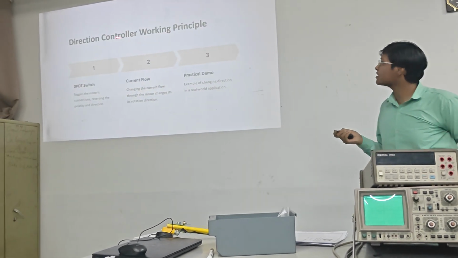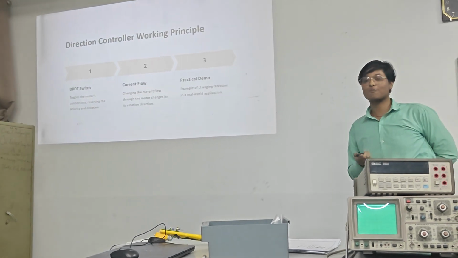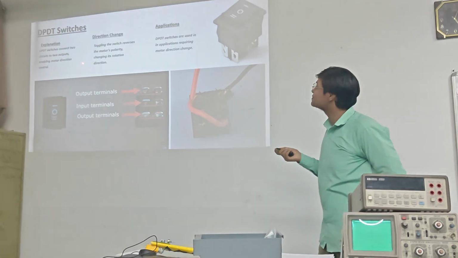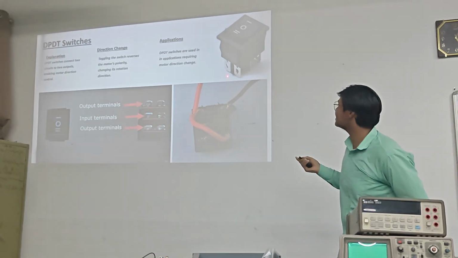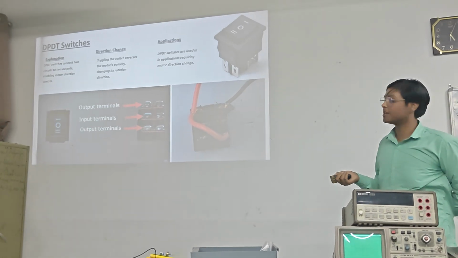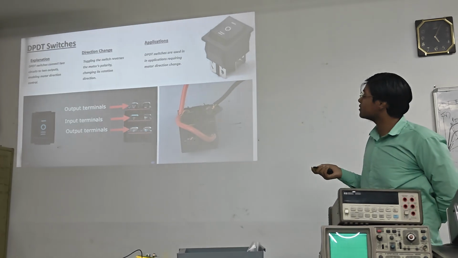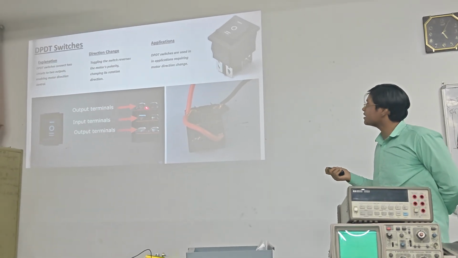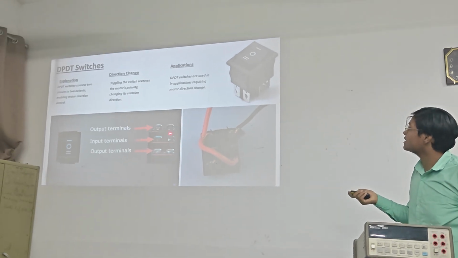And here is the direction control working principle, the DPDT switch. That's also part of the presentation. The DPDT switch is very simple. If we know a little bit about electrical or electronic circuits, DPDT is a dual pole dual throw switch. In this you see these 6 points, and here the one terminal.